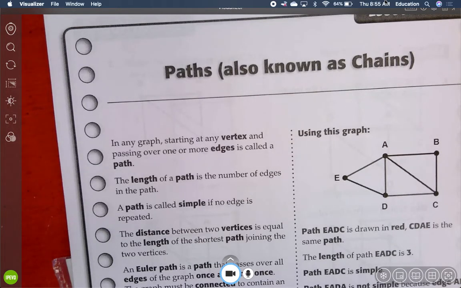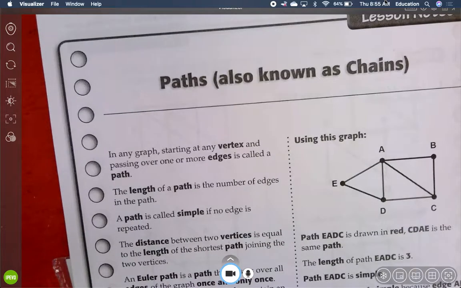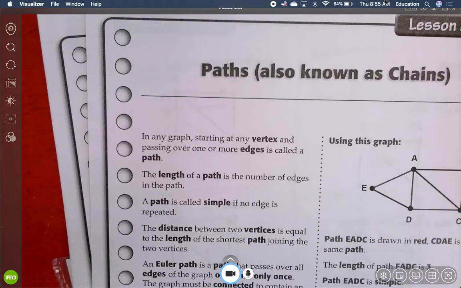Okay, I think that's where we're going to end today. It's not worth going on. We're going to do paths and circuits next class. Okay, so we can stop the recording.